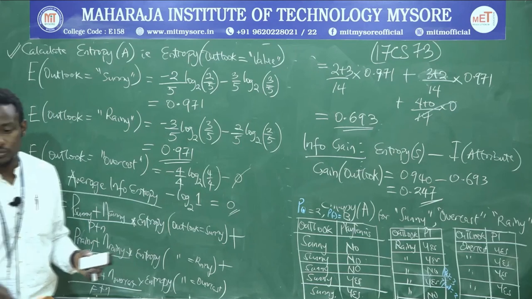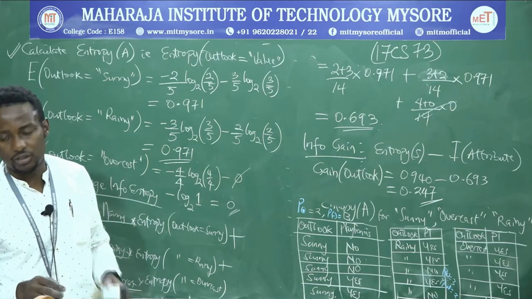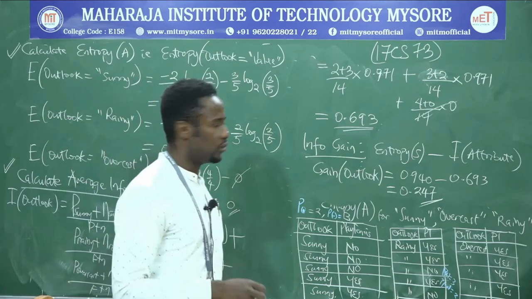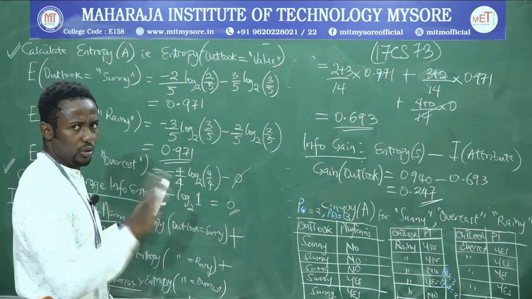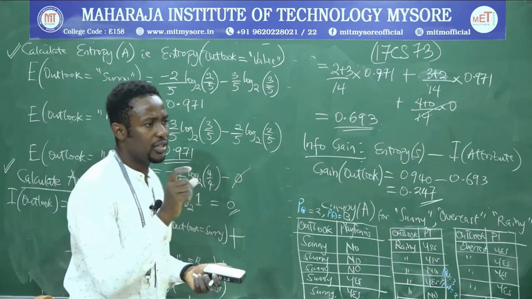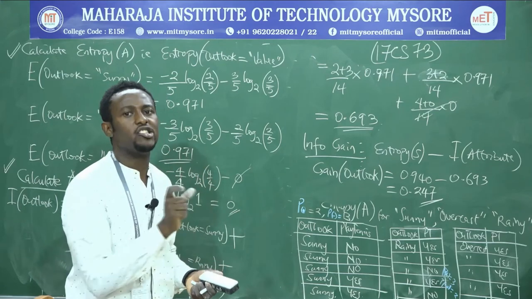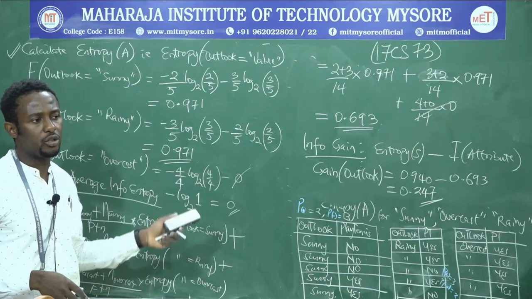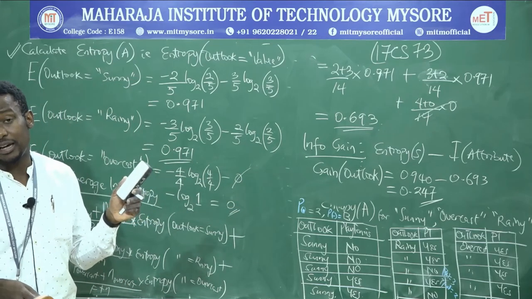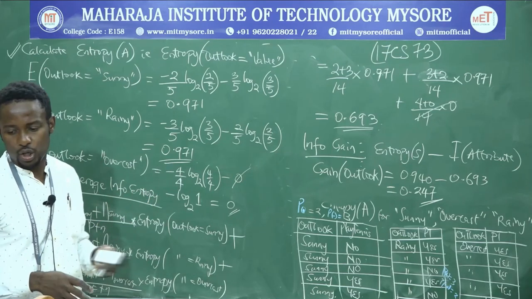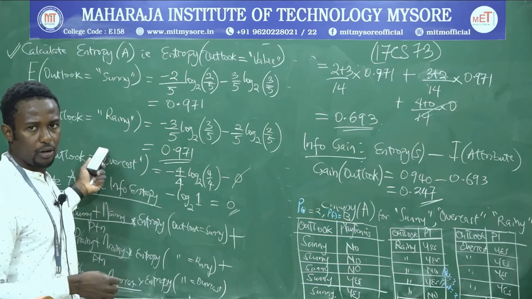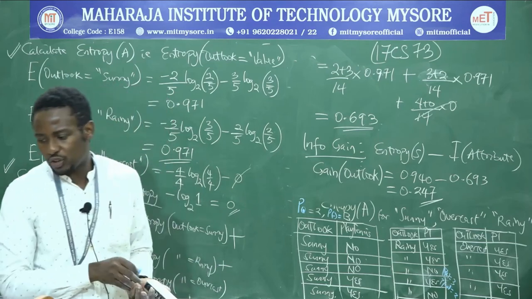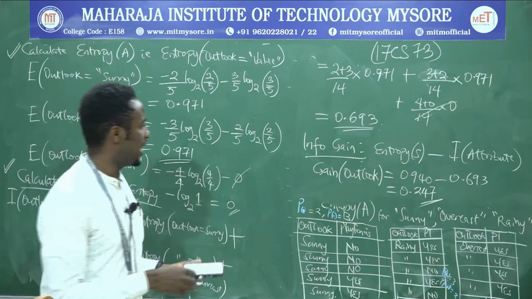We are done with outlook, right? Attribute equals outlook. What happens to temperature, humidity, and windy? That is an assignment for you. Please listen. I'm going to give you the answer. You have to trace it and check whether there are discrepancies. Please remember, the same thing we have done for attribute equals outlook, remember the table I just wiped now? You have to compute it for temperature, humidity, and windy.